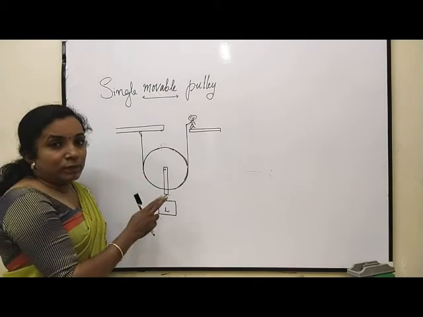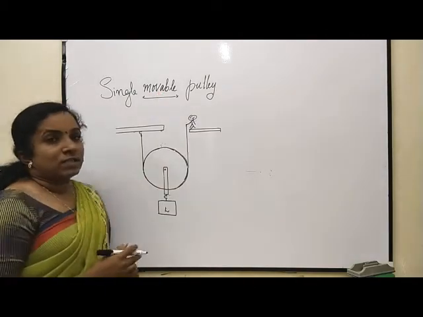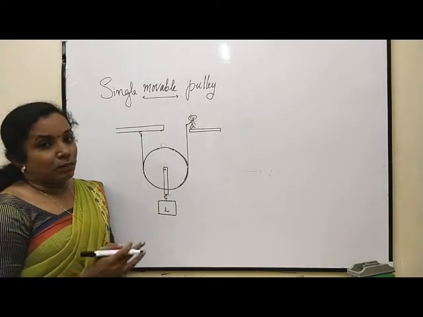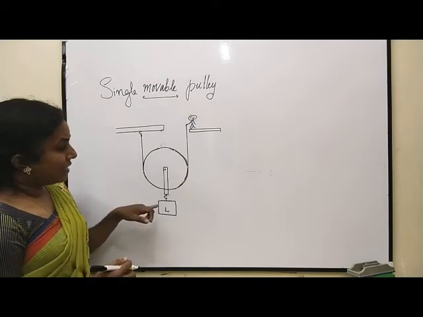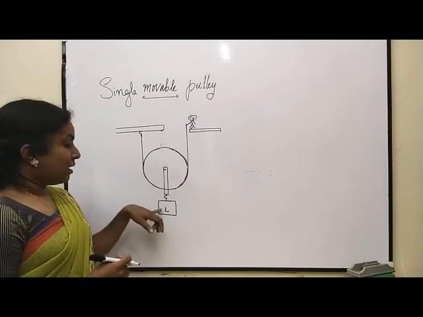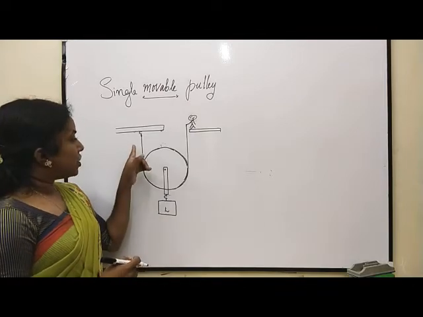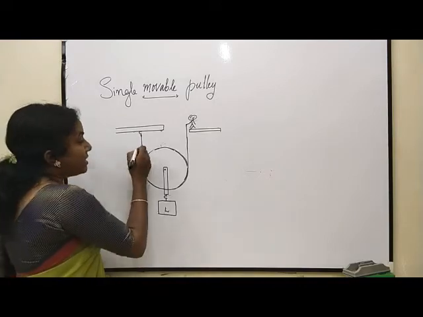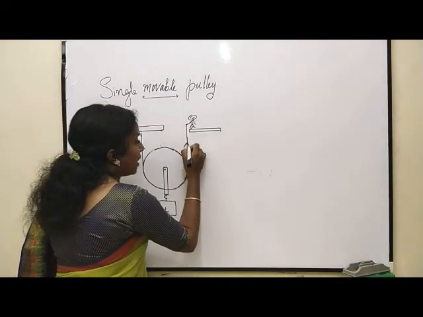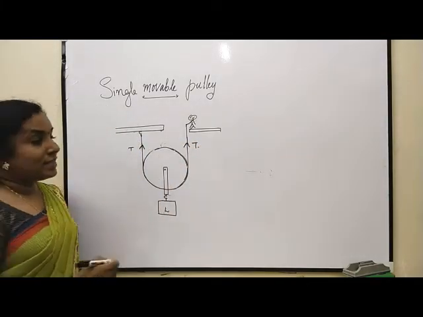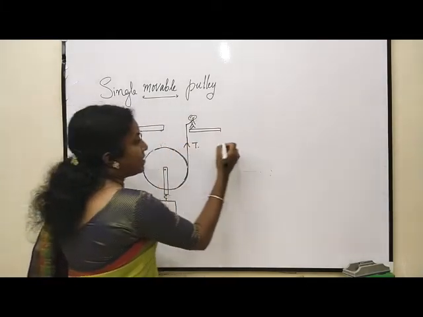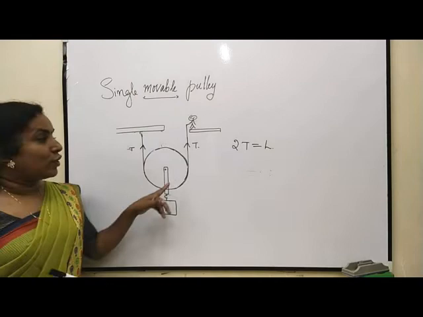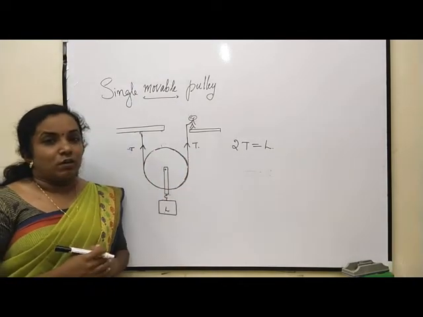This is a single movable pulley. This pulley is free to move through this rope, and the load is hanged on the axle of this pulley. Now let's think about this load. This load is given tension on both sides of this rope. That is, a tension T acts on both sides of the rope, and sum of these tensions, that is 2T, is equal to load. So load is equal to sum of the tension on the rope.